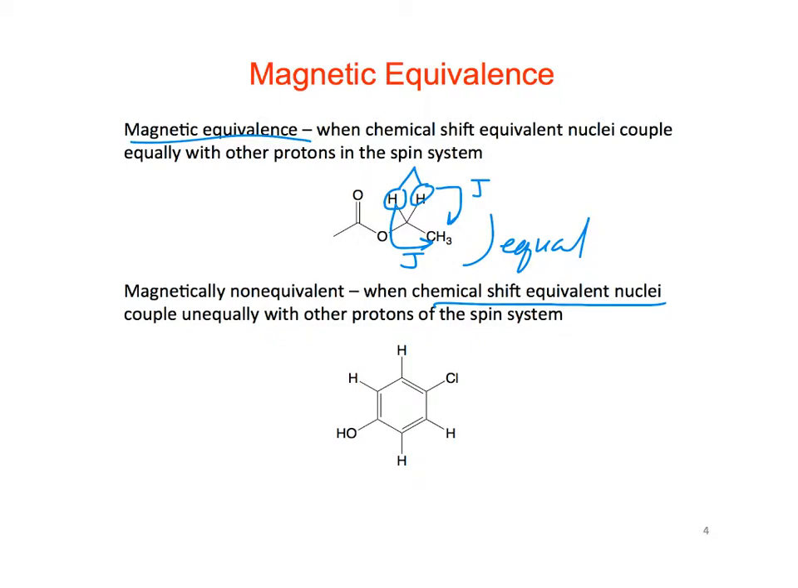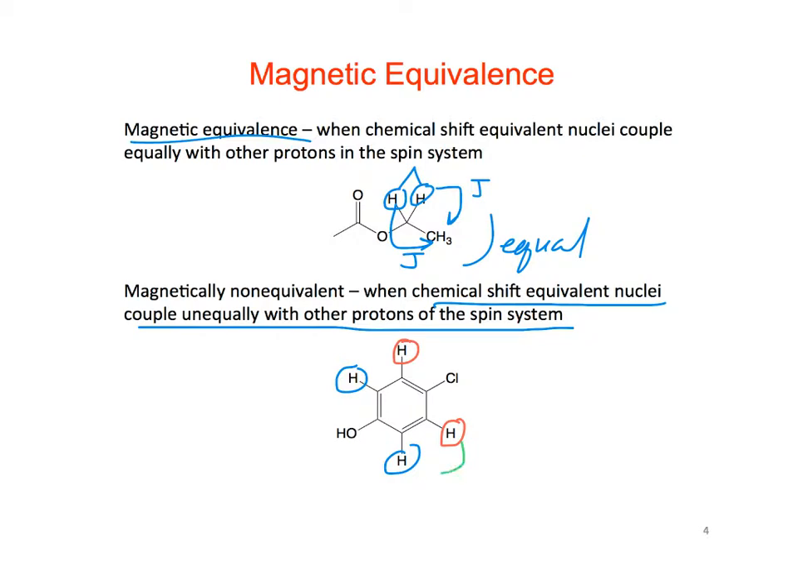So magnetically non-equivalent is when we have chemical shift equivalent nuclei, right? They have the same chemical shift, but they couple unequally to other protons in the spin system. So for example, these two protons are chemical shift equivalent, right? Because there's a plane of symmetry down the molecule. These two protons are chemical shift equivalent, right? Because they have the same plane of symmetry.